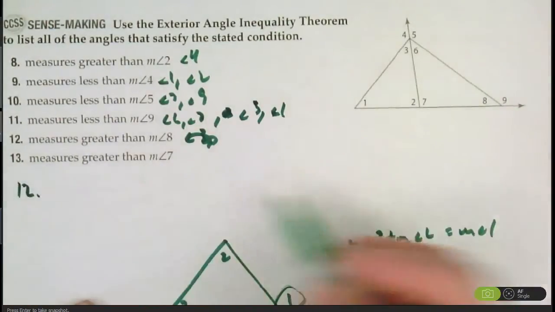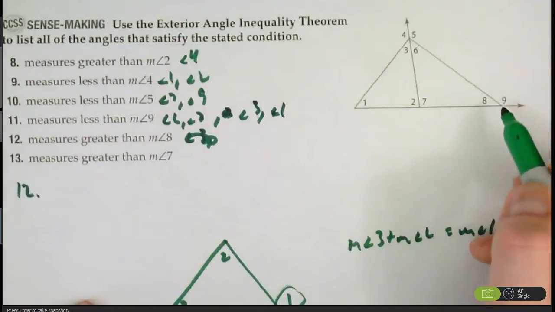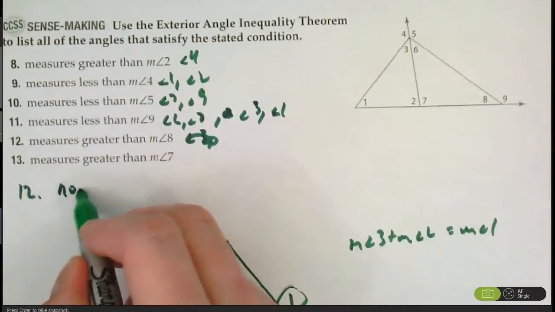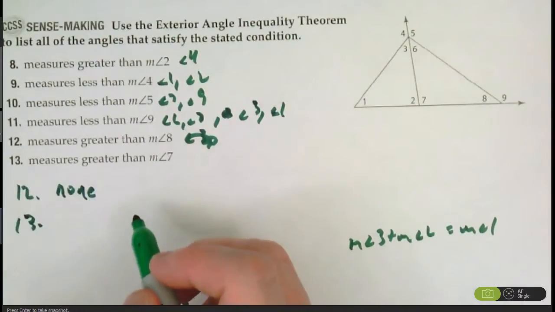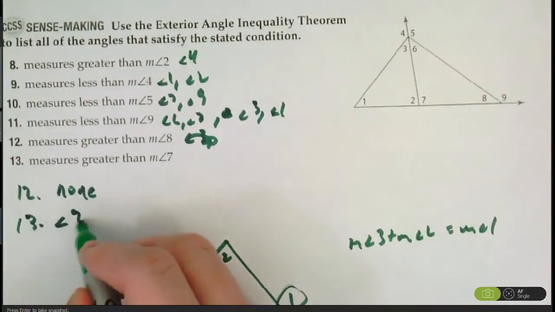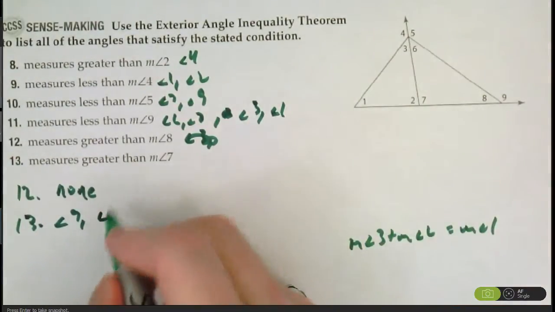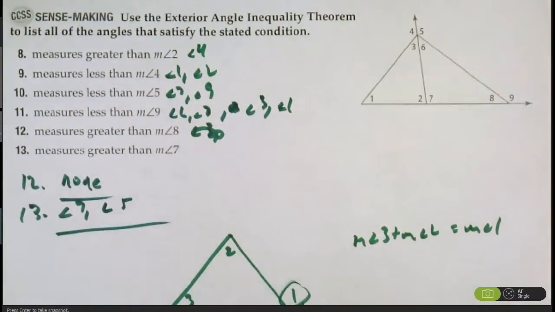Okay. Measures greater than angle 9 or angle 8. That's for number 12. I don't know of any for sure. I mean, it looks like 9's bigger because it's an exterior angle, or because it's a linear pair, but I really don't know anything for angle 12. So angle 8, so none. And then 13, measures greater than 7. Well, 7 is a remote interior angle for angle 9. It's also a remote interior for angle 5. So there we go.